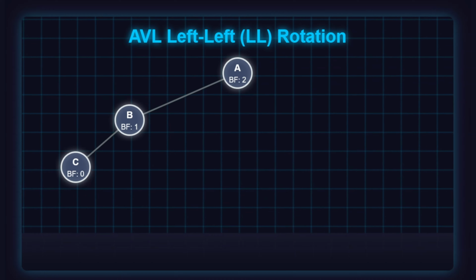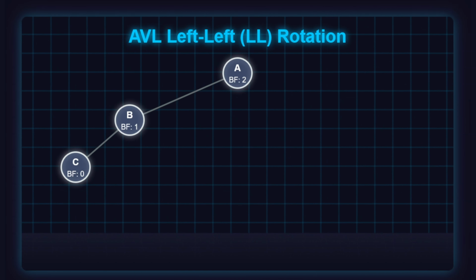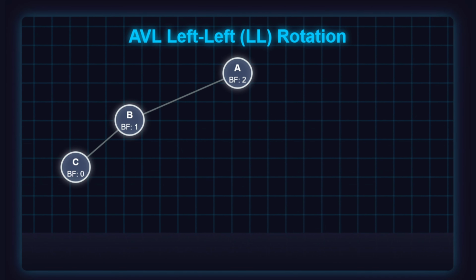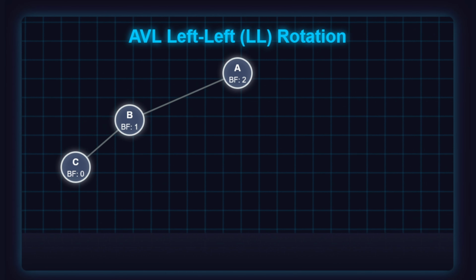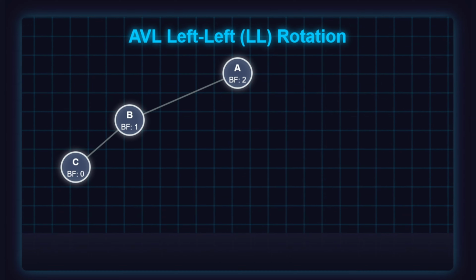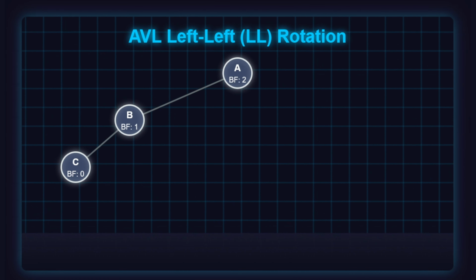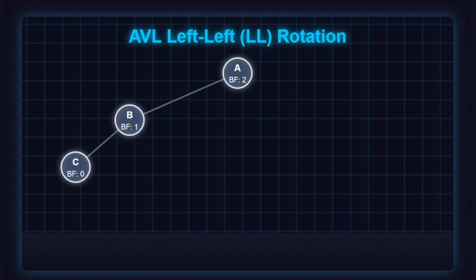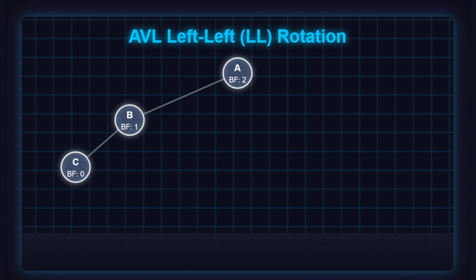AVL left-left rotation. This is an AVL tree with a left-left imbalance. Node A is the root, with B as its left child and C as B's left child. Notice how all nodes are aligned to the left, making the tree unbalanced.